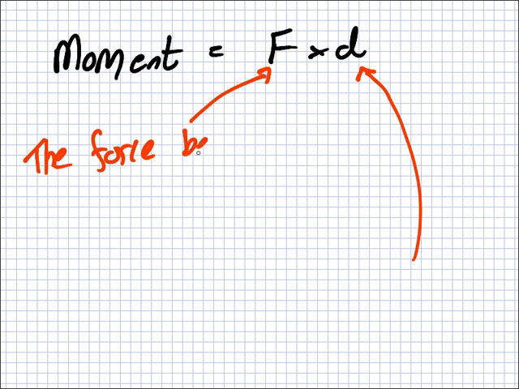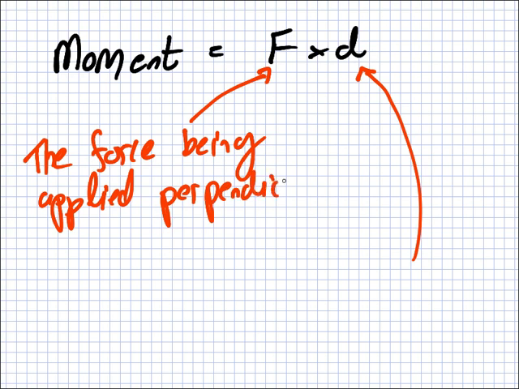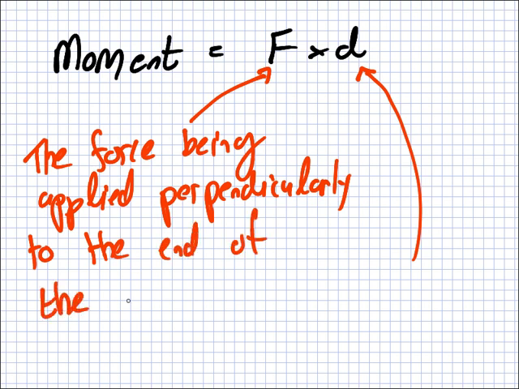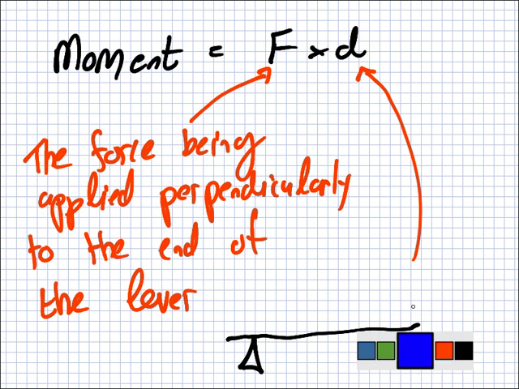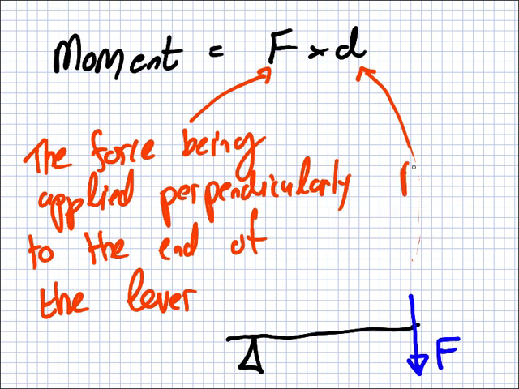The force being applied perpendicularly to the end of the lever. So here it is in the picture. I'm trying to explain it for you. And the D is the distance to the pivot point.